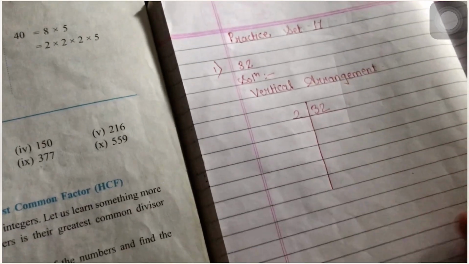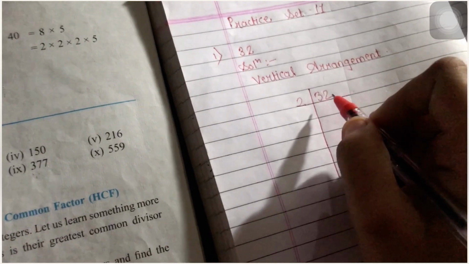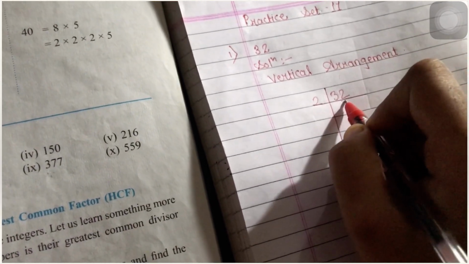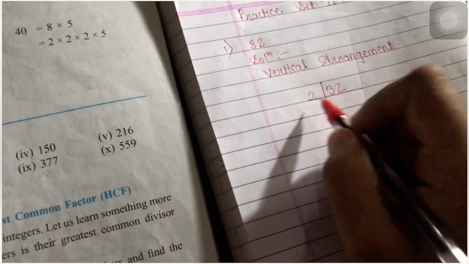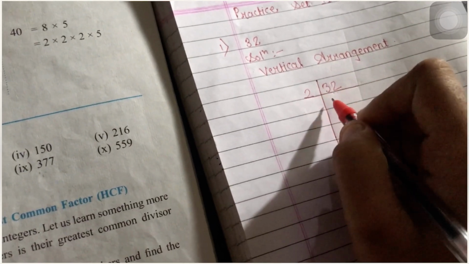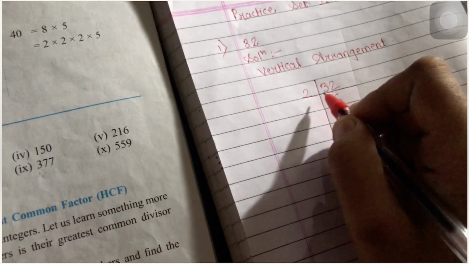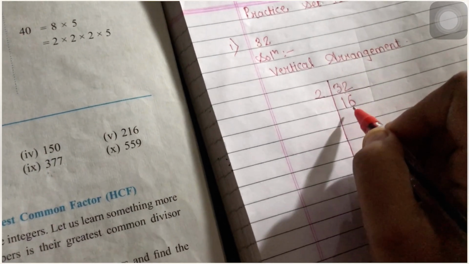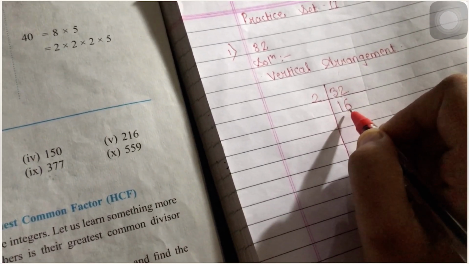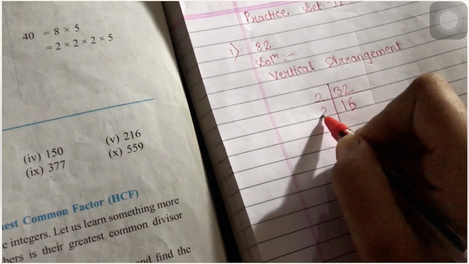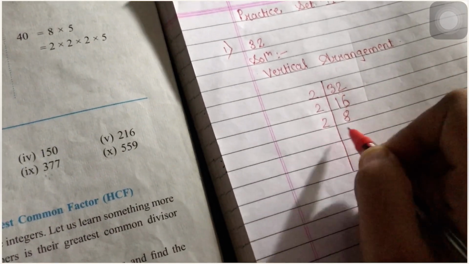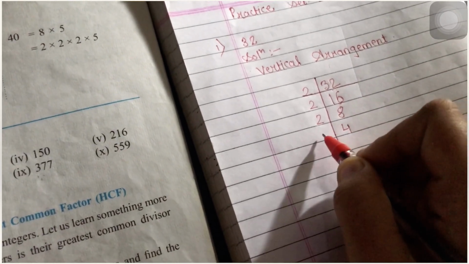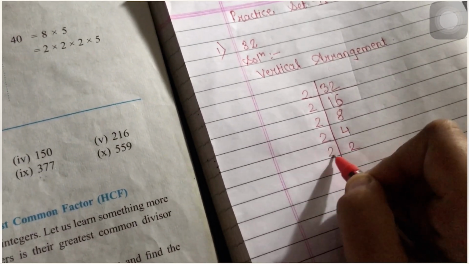First sum, 32. Now we will solve using a vertical arrangement. As you know, the unit place of 32 has an even number, so we will start with the smallest even number table, that is 2. In the 2 table, 2 16s are 32. Again, 16 comes in the 2 table, so 2 8s are 16. Again this is an even number, so 2 4s are 8. Again in the 2 table, 2 2s are 4 and 2 1s are 2.